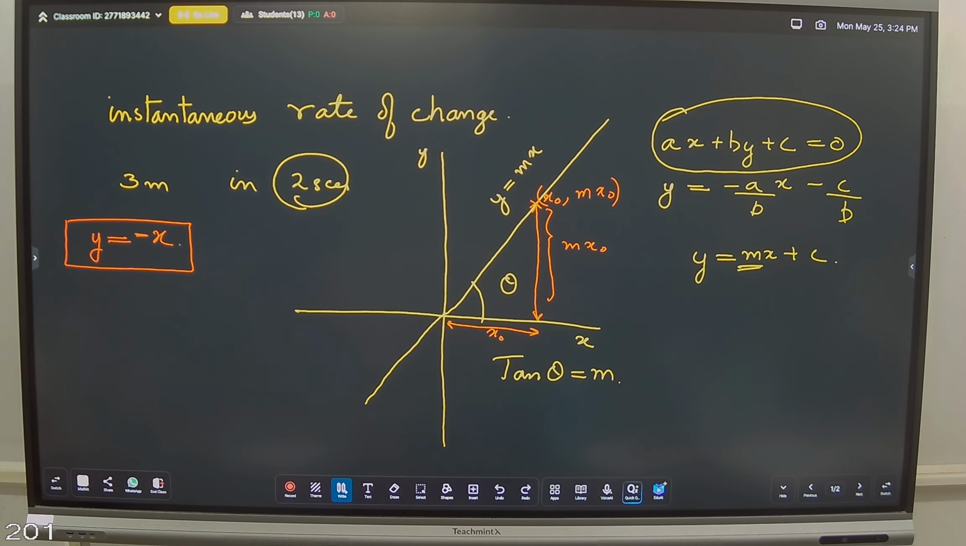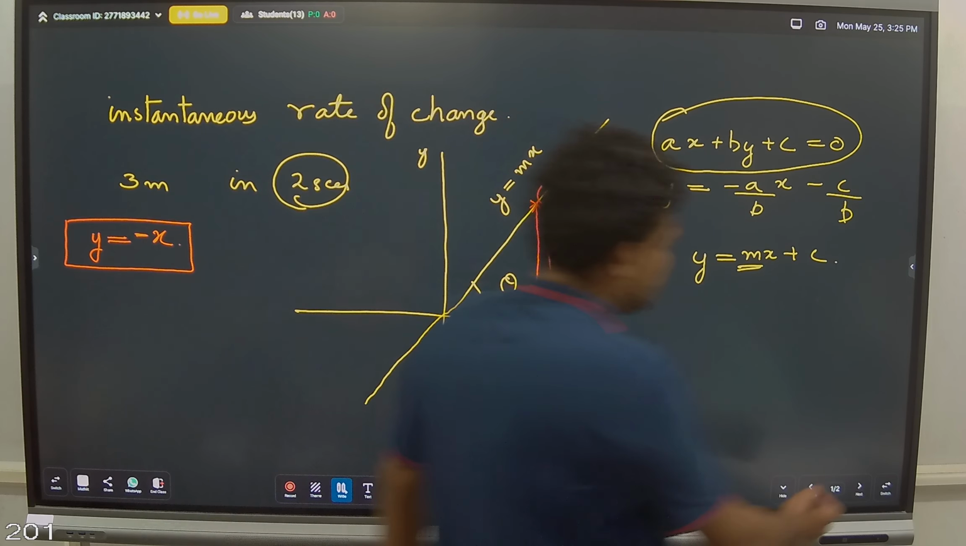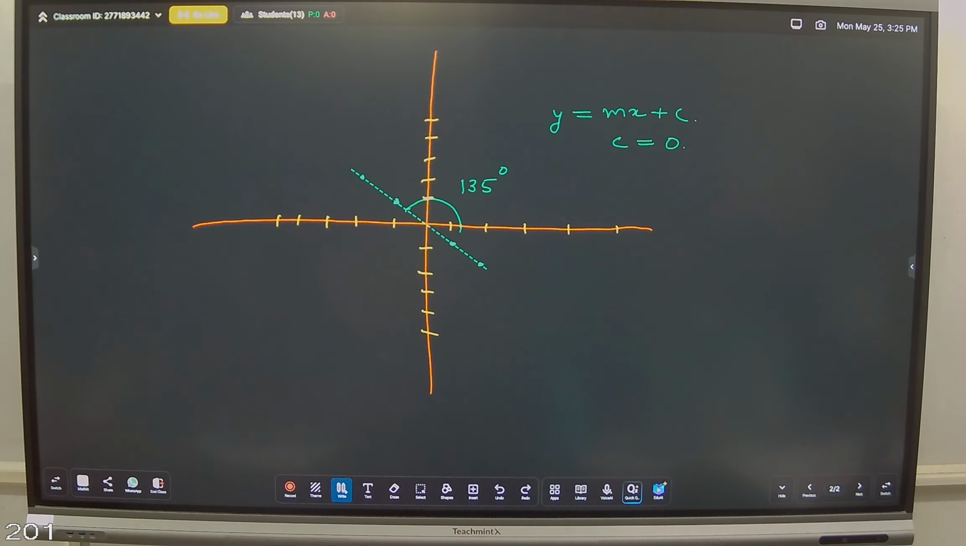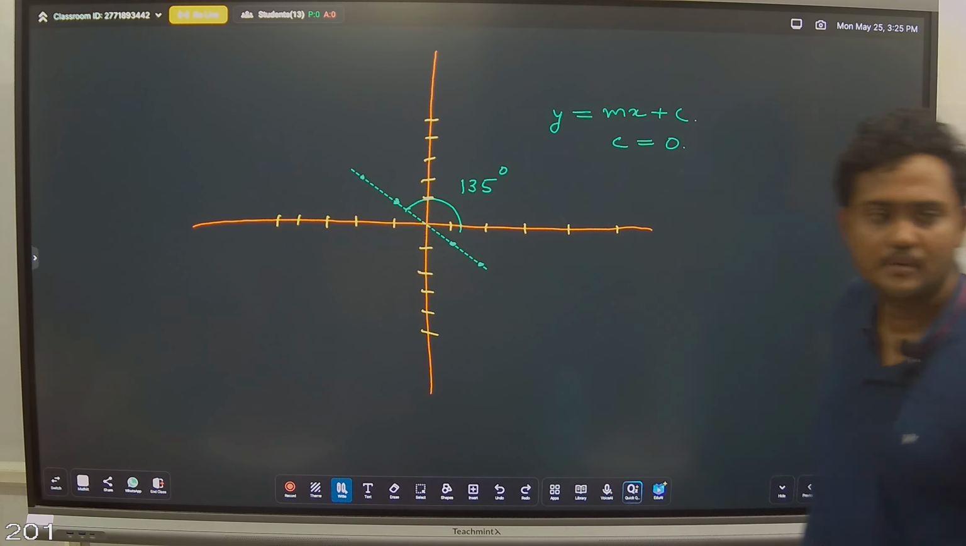The coefficient of y is 1. It is not, this can be 2x plus 2y plus something equal to 0. But I can make the coefficient of y 1 and write it in this form: y equal to 3x plus 4, y equal to 3x minus 4, y equal to x by 2 plus something, like that. But the coefficient of y will be 1. So this does not lose any generality. You understand? Okay. Did you write this down?